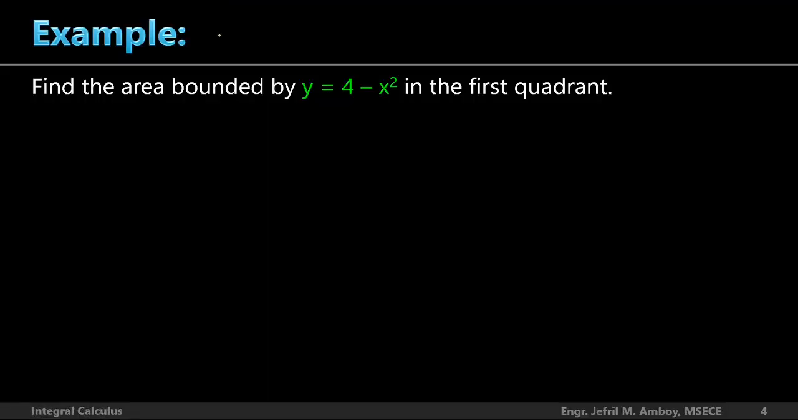Recall the standard form of a parabola: x minus h squared equals 4a times y minus k. O, di ba? Kailangan saulo mo yan. Now, this parabola that is given, let's express it in this form. We'll have to transpose this term on the left, so we'll have x squared equals negative y plus 4.